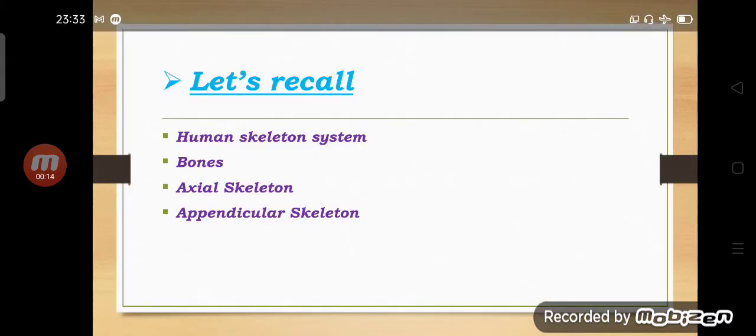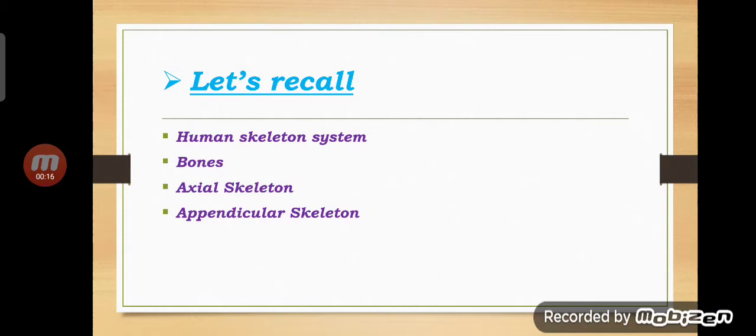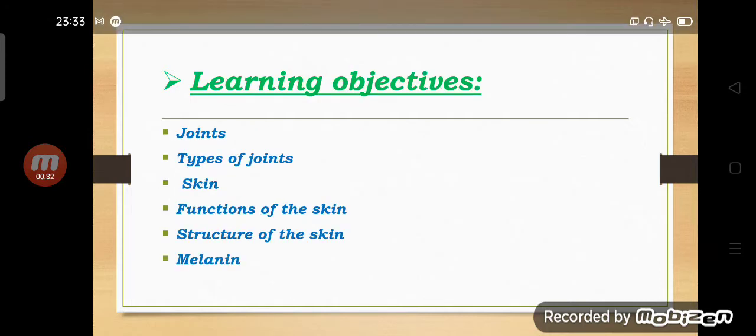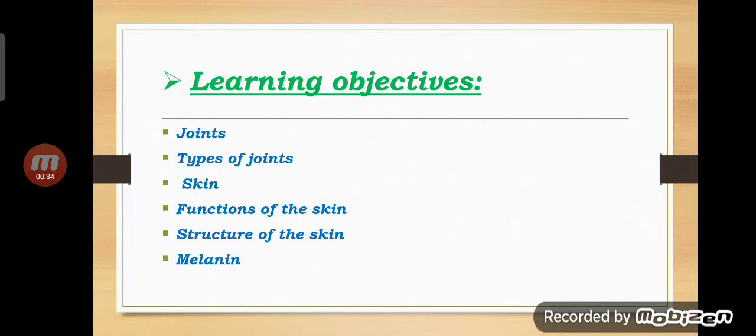Let's recall, children, what we have learned in the previous video. We have learned about the human skeletal system. We have studied about bones. We have also done the axial and appendicular skeleton. Children, today further we are going to learn about joints, types of joints, function and structure of the skin, and melanin also. Let's begin, children.